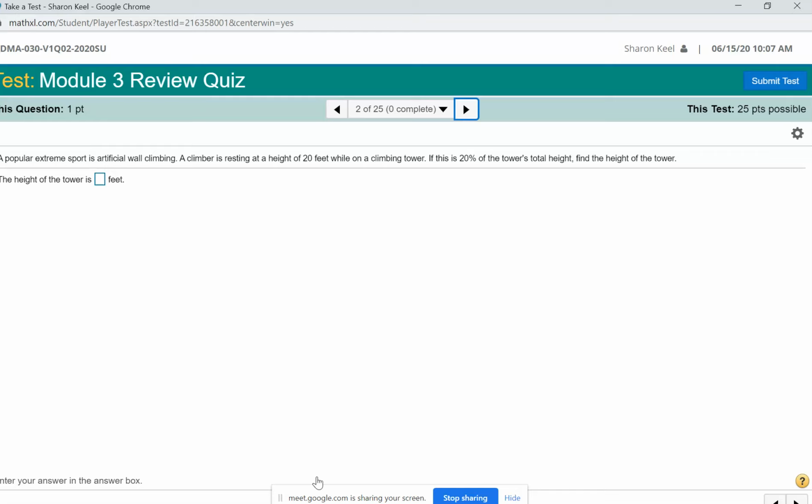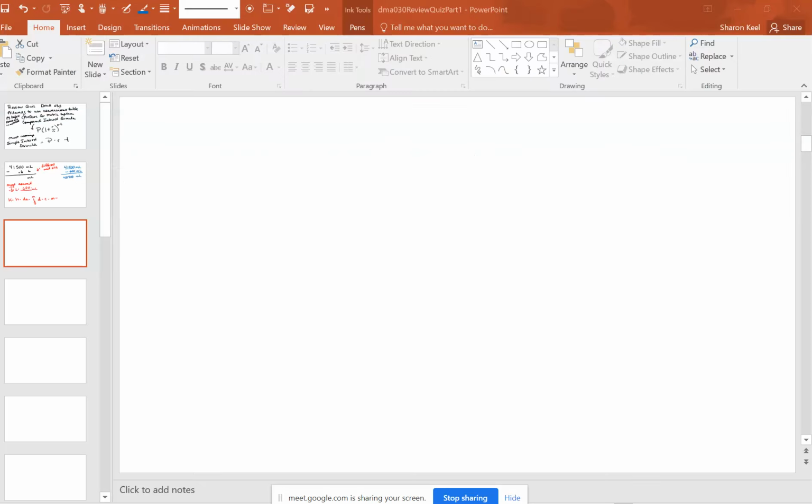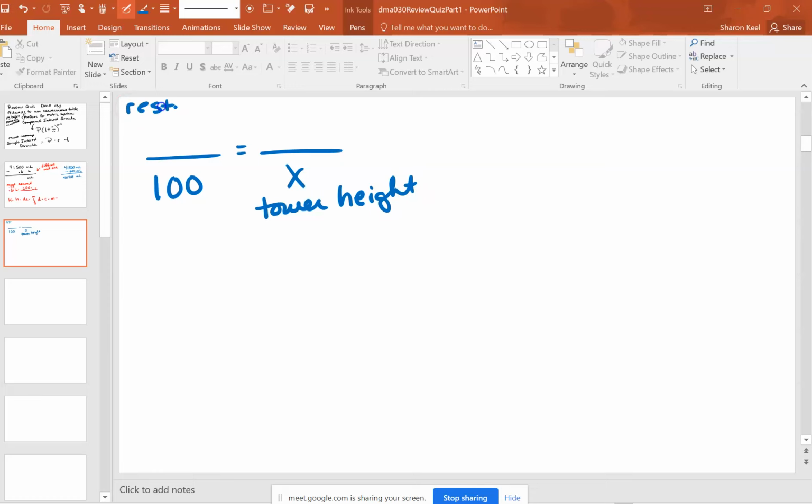A popular extreme sport is artificial wall climbing. A climber is resting at a height of 20 feet while climbing on the tower. If this is 20% of the tower's height, find the height of the tower. So we're trying to calculate the tower's height. This is the resting percent, and this side is the resting height. It said the person is resting at a height of 20 feet. Then it says this is 20% of the tower's total height.